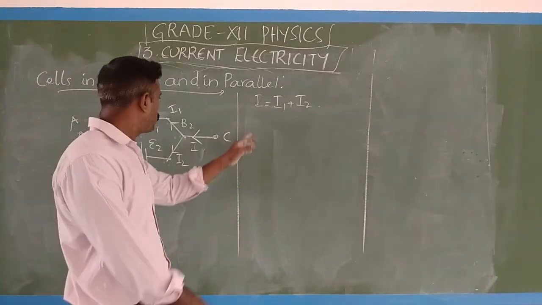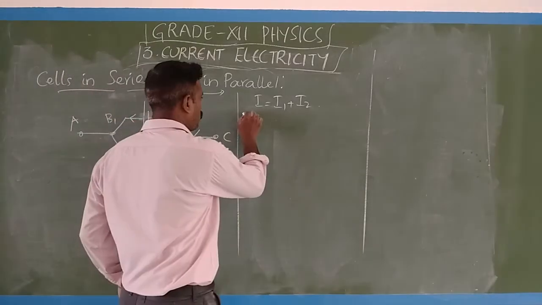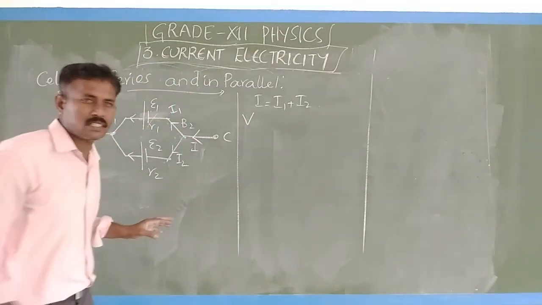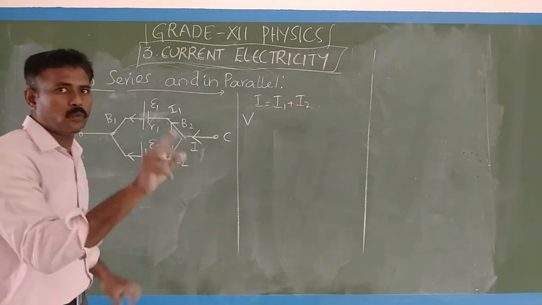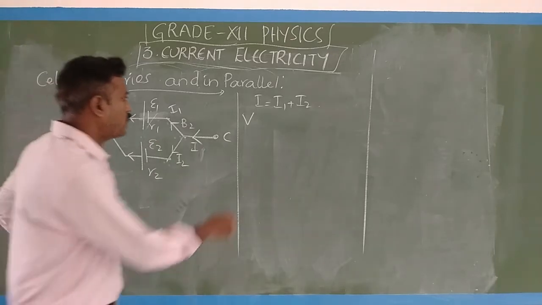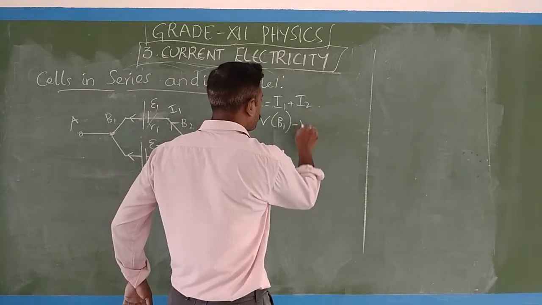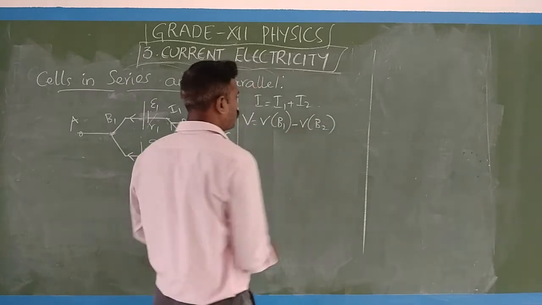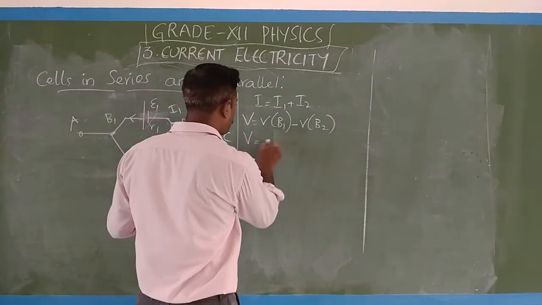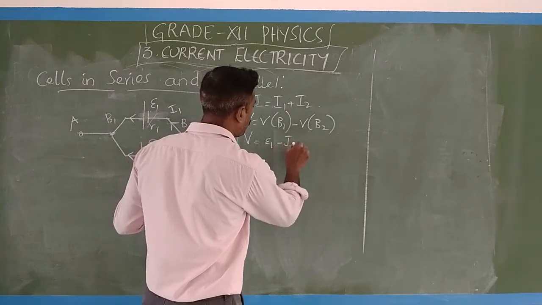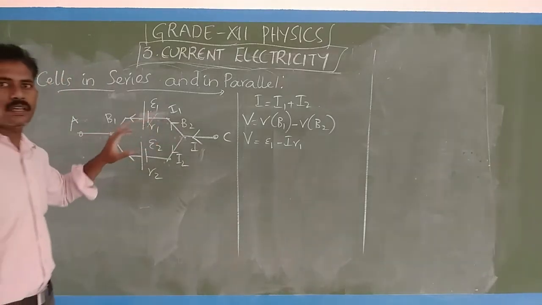Now the voltage across B1 and B2, let us consider the voltage between these 2 points as V. So this V is the voltage at B1 minus the voltage at B2. How can we write this? The voltage at this point is E1, that is the cell 1, minus I times R1. At this point the current is flowing here.